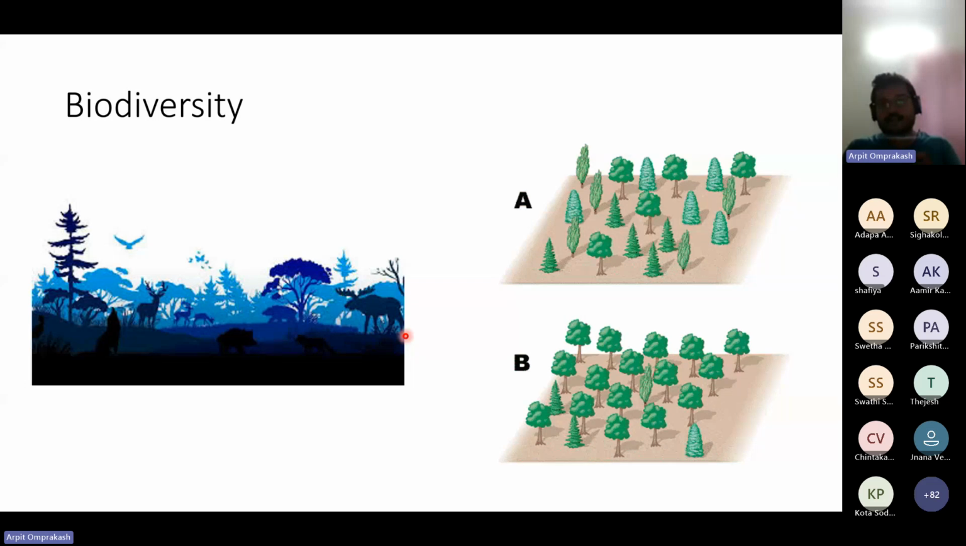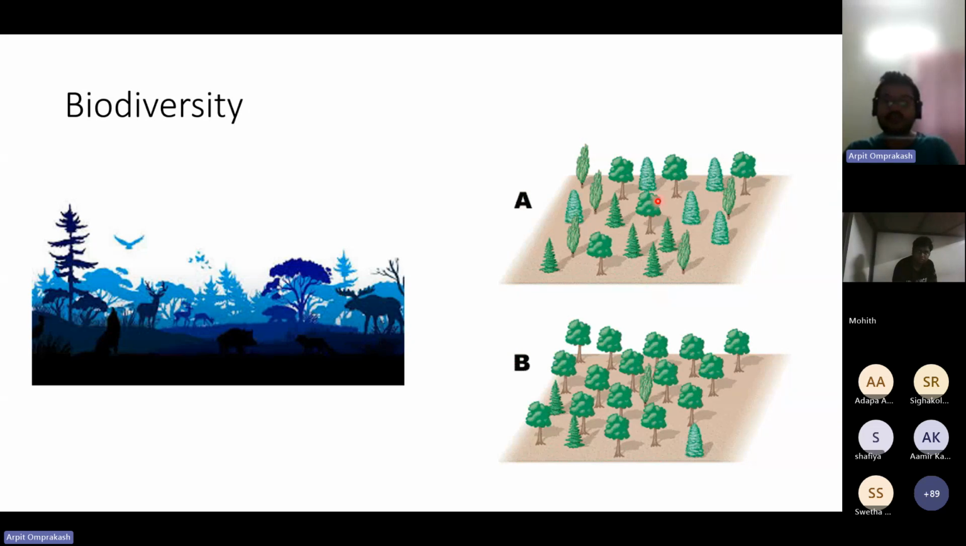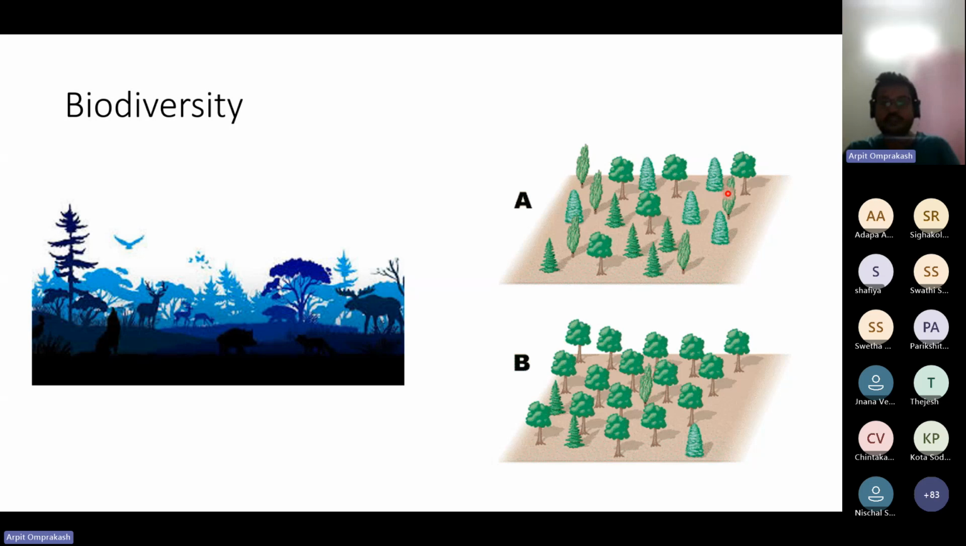On the right-hand side here, we have two images just to compare. These are two patches of land. In the first one, there are a lot of different types of trees that you can see. In the second one, there are some types of trees, but not a lot of them, and the number of different types of trees is also very low. So the number of different kinds of trees found in a given area is the species richness, or the number of different species found in that area.